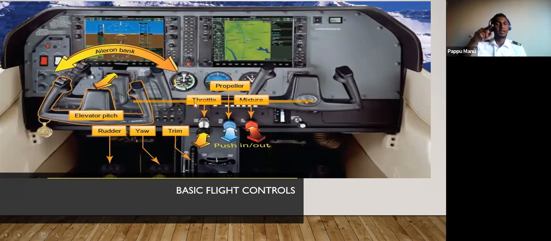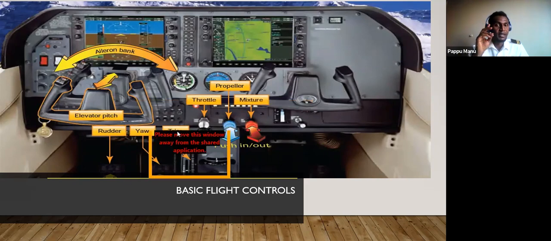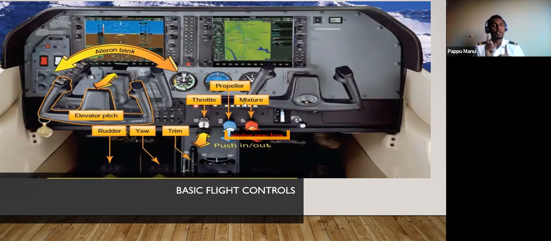Your throttle, what did we say yesterday? Throttle is for what, guys? Just a reminder. Power, RPM. Okay, RPM, right? So power controls your RPM, not your speed. All right. Your throttle is for power and RPM. Then we have your mixture, which is the amount of fuel you add into your engine for burning.